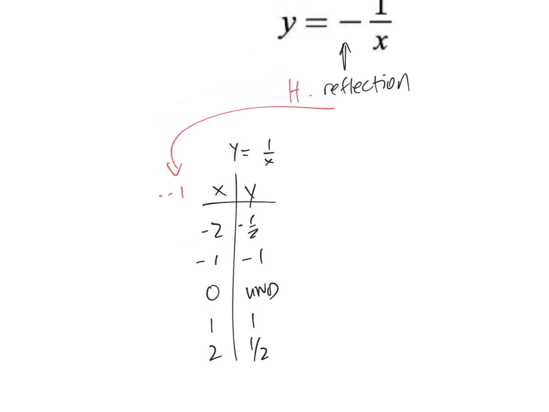So negative 1 times negative 2 is a positive 2. Negative 1 times negative 1 is a positive 1. 0, we're going to have an asymptote at x equals 0 still. 1 times negative 1 is negative 1. And then negative 1 times 2 is negative 2. Okay, so out with the old, in with the new. You'll kind of see the flip happening already. So let's go graph this thing.